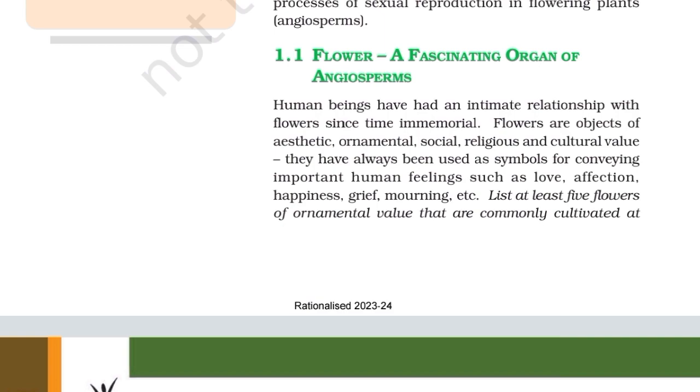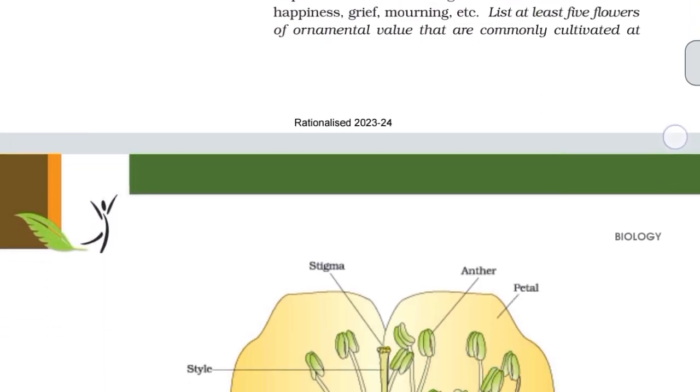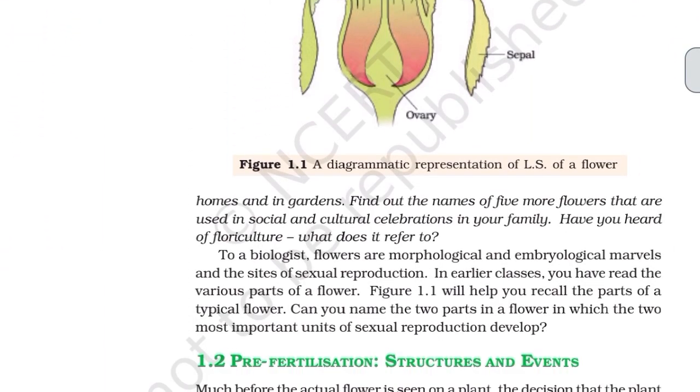List at least 5 flowers of ornamental value that are commonly cultivated in homes and in gardens. Find out the names of 5 more flowers that are used in social and cultural celebrations in our family. Have you heard of floriculture? What does it refer to?